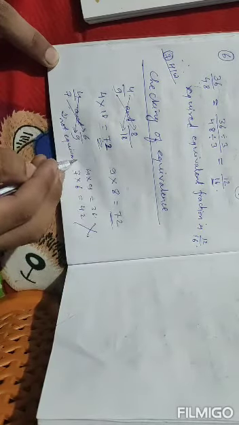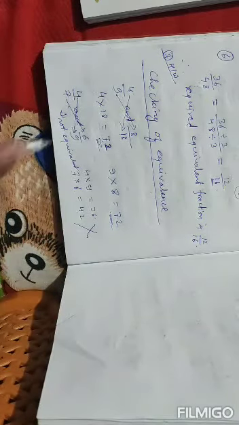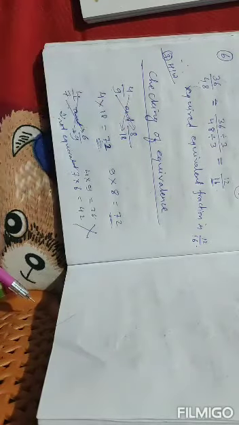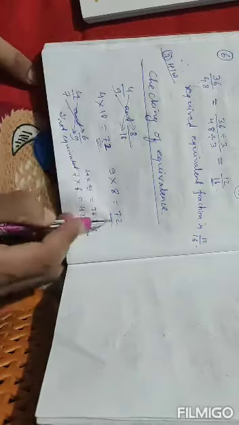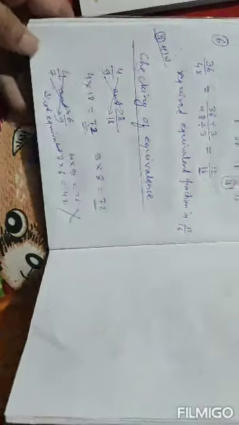So in this way you have to do it. First cross multiply the numerator of the first one with the denominator of the second and find the product, and after that the denominator of the first one with the numerator of the second one and find the product. If the products are the same, then they are equivalent. If the products are not the same, then they are not equivalent.